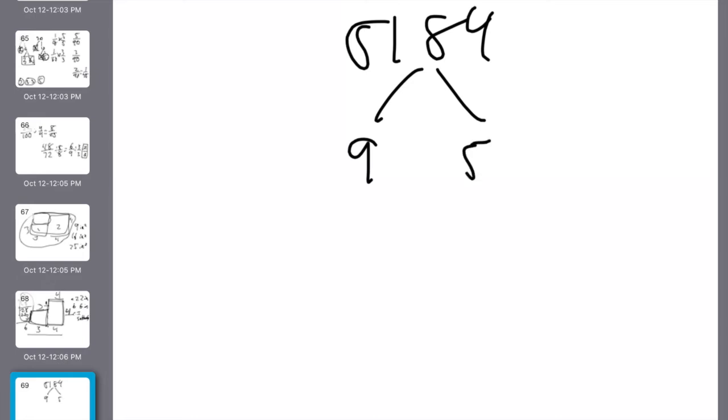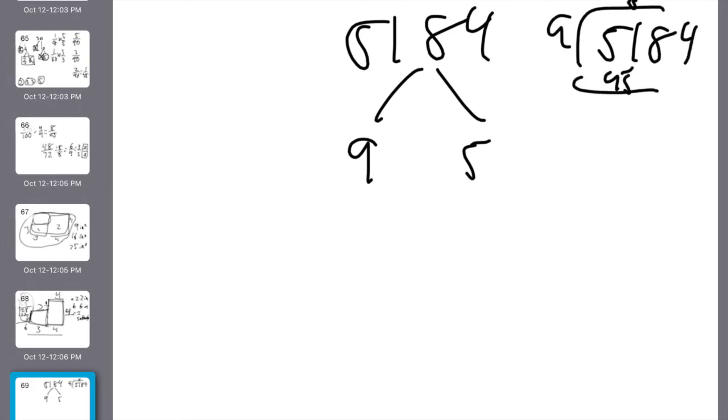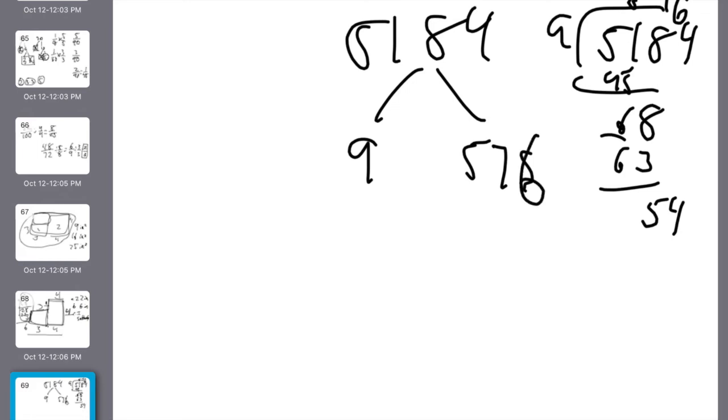9 goes into 51 5 times, I'll just write it out here so you can see what I'm doing. That goes in there 5 times, that's 45, that's 68. It goes in there 7 times, that's 63. That subtracts, that gives me 54. It goes in there 6 times. So now I have a 576. Okay, I divide that, that's 3 by 3. I look at this one, guys. This one's still divisible by 9 right here.